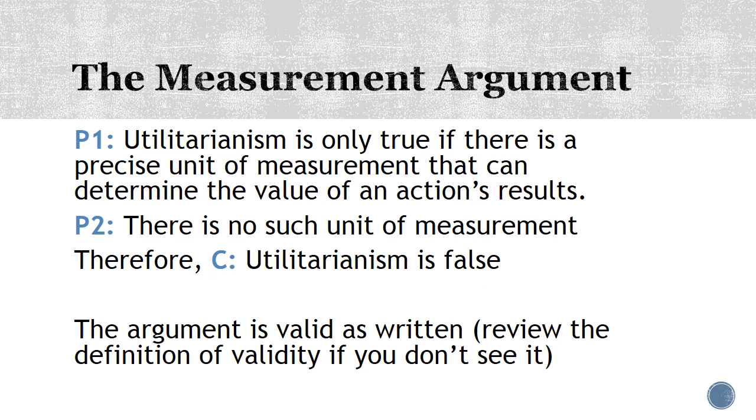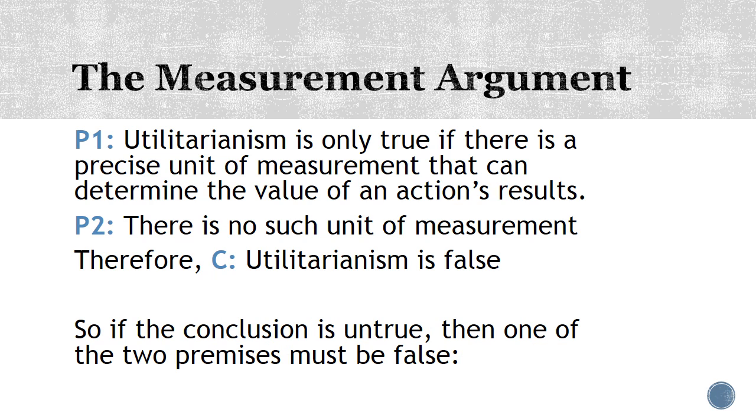Of course, the argument is valid as written. Again, review the definition of validity from the first week if you don't quite see. And so if the conclusion is untrue, and any utilitarian is going to want to resist the conclusion that utilitarianism is false, if they're going to do that, then they have to disagree with one of the two premises.